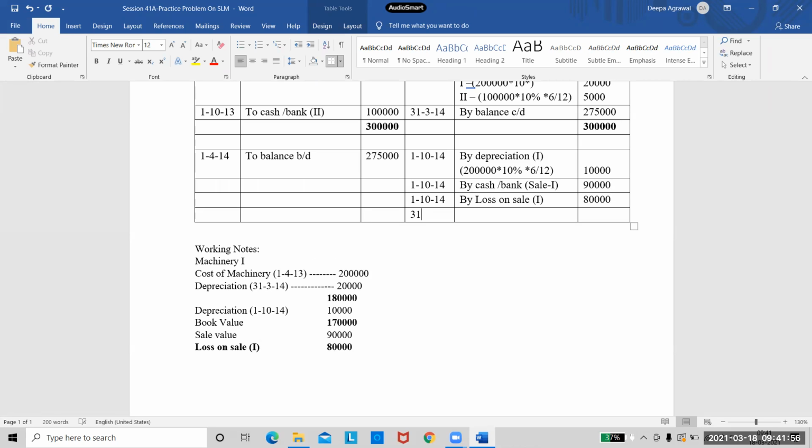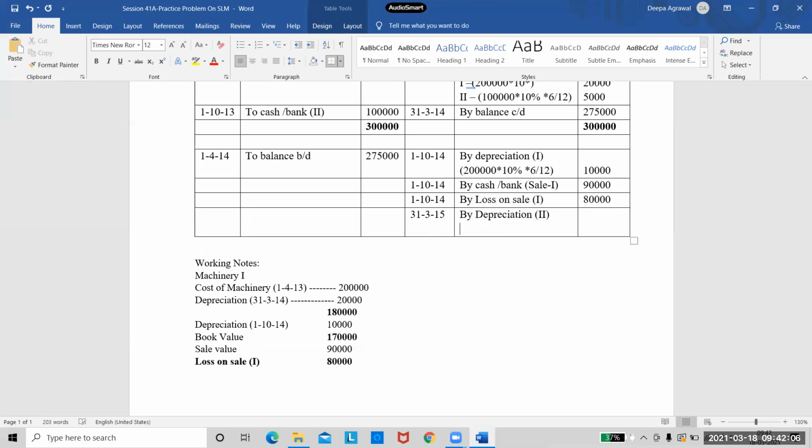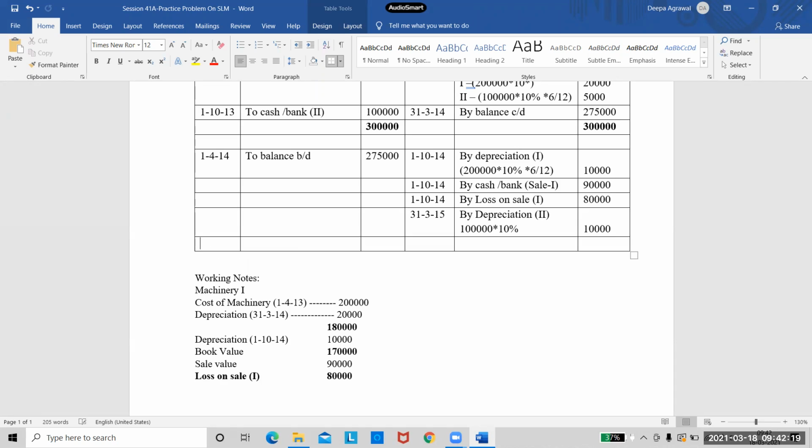So come back to 31st March 2015 and write there by depreciation on second machinery. And how will you calculate the depreciation for the second machinery? 1 lakh into 10%. That's it. So that would be how much? 10,000. Now my year is completed, so I have to balance the account.